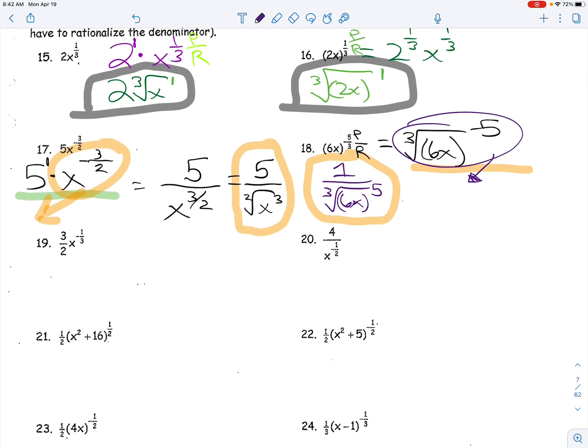All right, so let's take a look at number 19, okay? Number 19, 3 over 2 times x to the negative 1/3 power here, people, all right? Now, listen, when you have the base there of x raised to some power on its side here, where is that in regards to the coefficient that's a fraction? Is it in the numerator or the denominator, right?